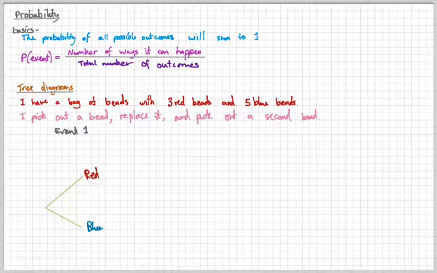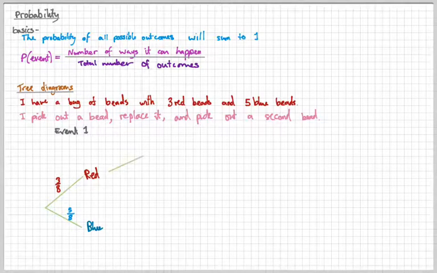Just on those lines, we're going to write down the probabilities. What is the probability of picking a red bead for the first pick? You should write that on the branch that follows the red line. Well, if you think about it, there are 3 red beads we could pick from, 8 beads in total, so the probability is 3/8. Probability of picking a blue bead, well, there are 5 blue beads, 8 in total, so the probability of picking a blue bead is 5/8.